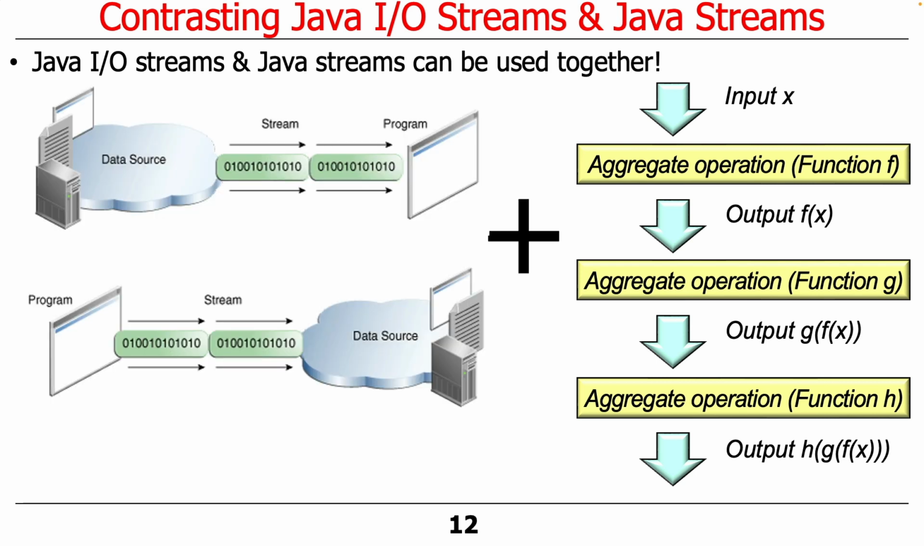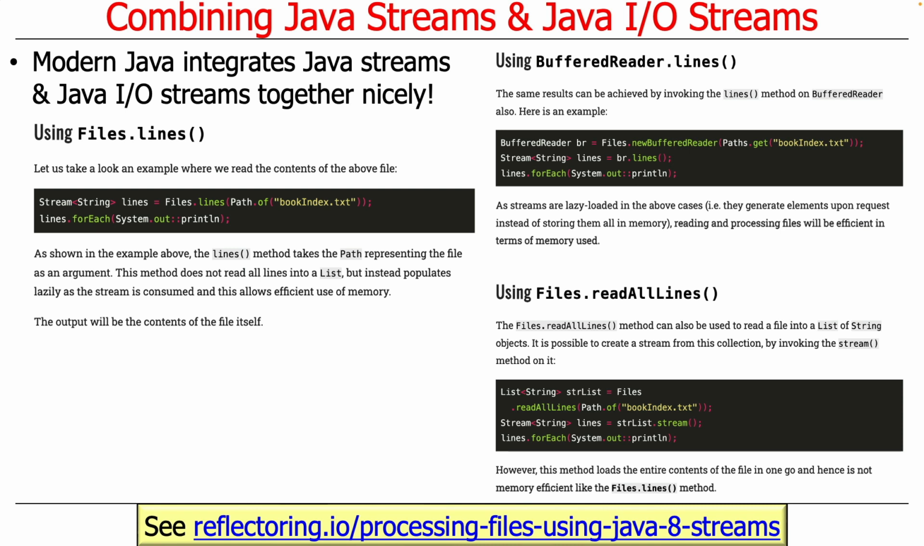Of course, you can use these things together. So you can use this to get input from some source and then pipe it through a bunch of transforming operations or filtering operations, and then output it somewhere using streams. So I/O streams and Java streams can work together very nicely.